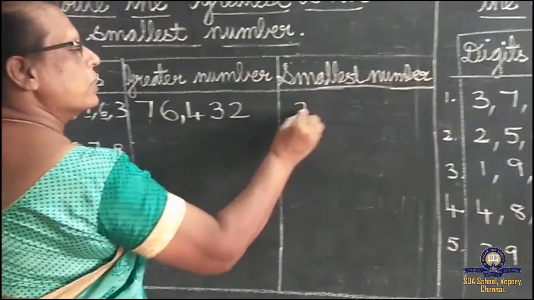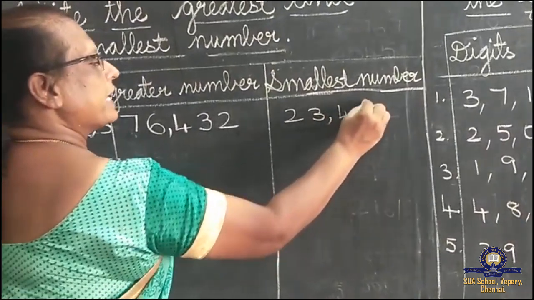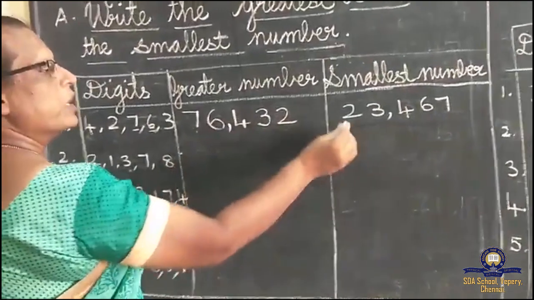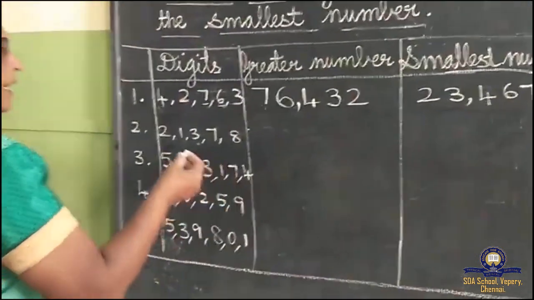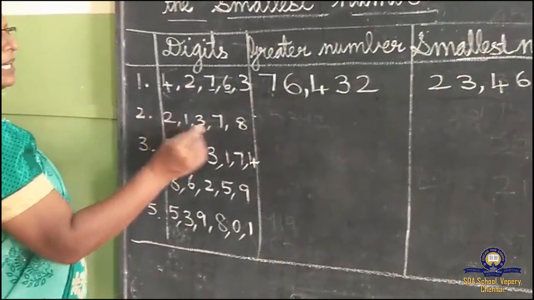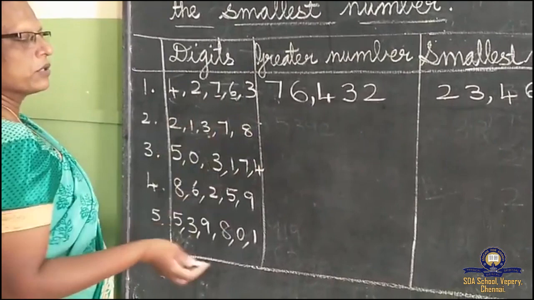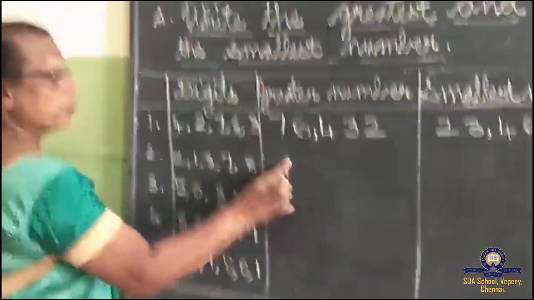So what you have to write? 23,467. You have to write as it is, children, from the behind. 23,467. And likewise coming to the second one, how many digits here? 2, 1, 3, 7, 8. So which is the biggest number, children? Again 7? No, it's not 7, it's 8.